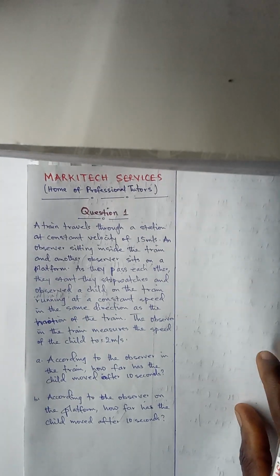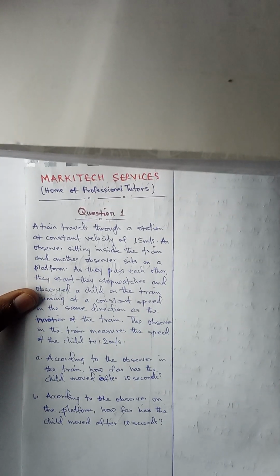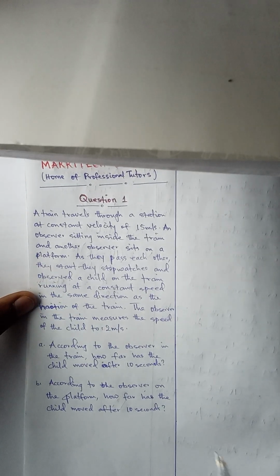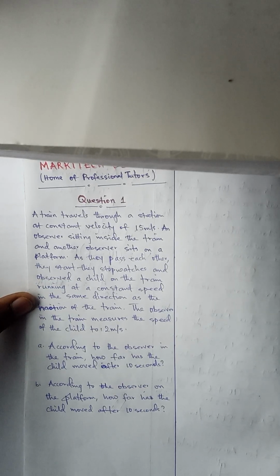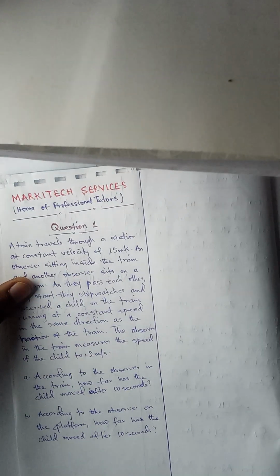Now, the question says, according to the observer in the train, how far has the child moved after 10 seconds? And then according to the observer on the platform, how far has the child moved after 10 seconds too? So we're going to solve it this way.